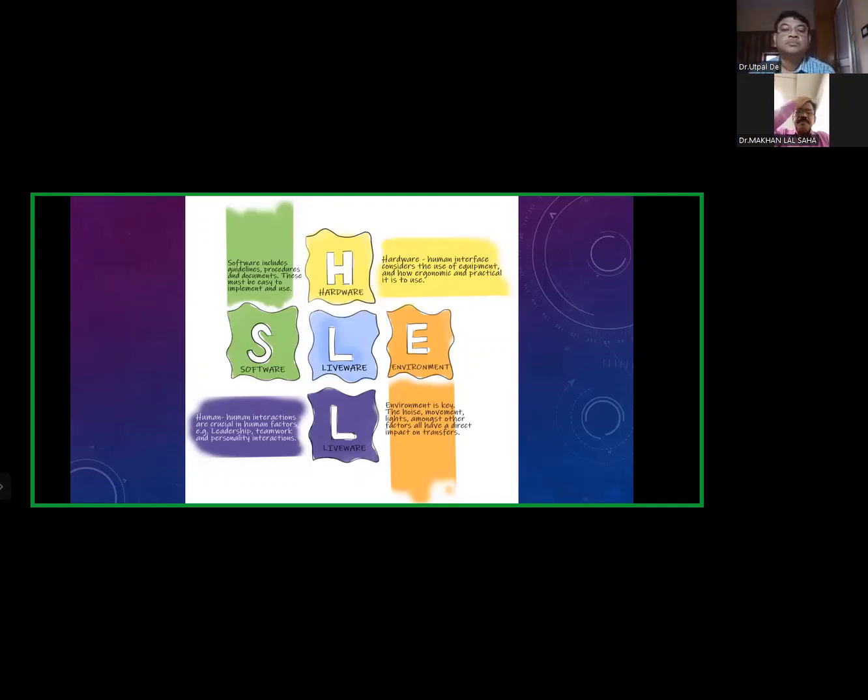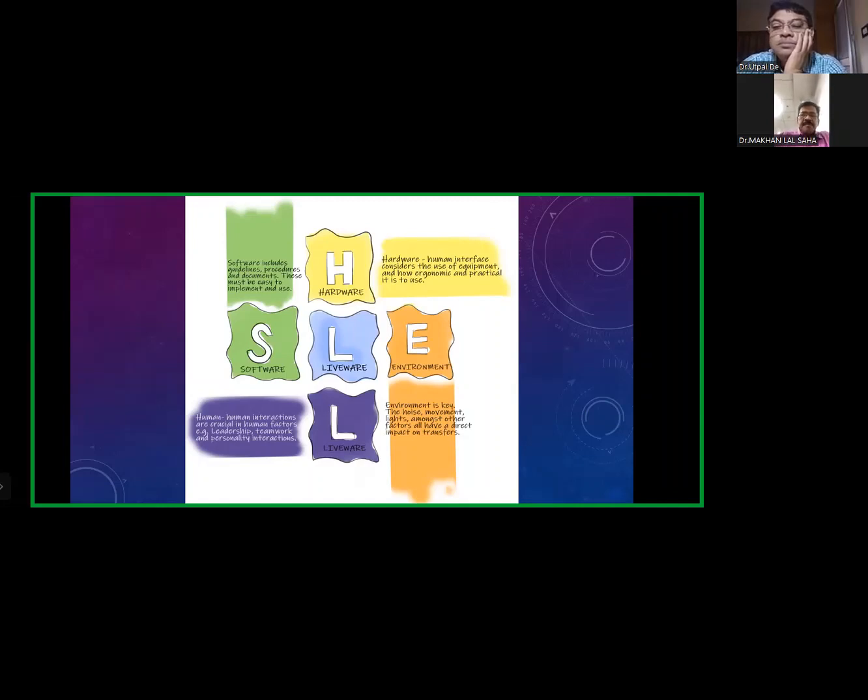The liveware-environment interaction. Environment is a key: noise, movement, and light, amongst other factors, all have a direct impact. And the liveware-liveware component, where human-human interactions are crucial in human factors. Example: leadership, teamwork, and personality interactions. The edges of the Shell model are all uneven because these components are interdependent and not static.